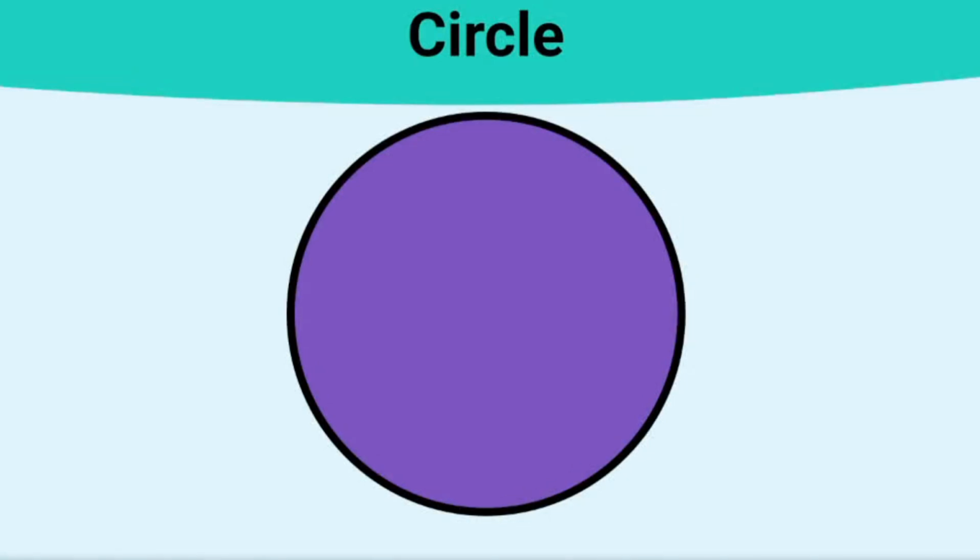Hello kids, today I will teach you shapes, basic shapes. Which shape is this? Circle. It's like a round. Round shape is called circle. Ball is always round, which is in circle shape. You can find circle things around you.